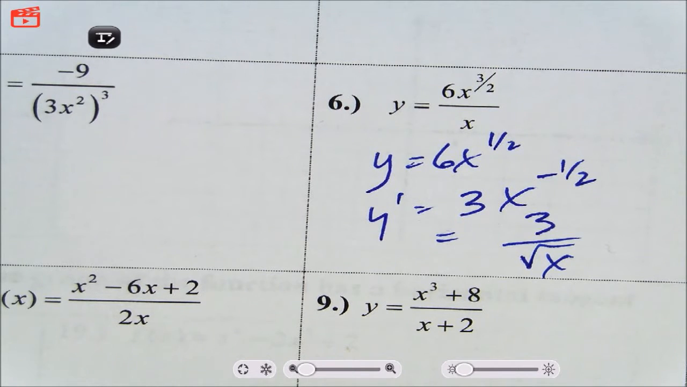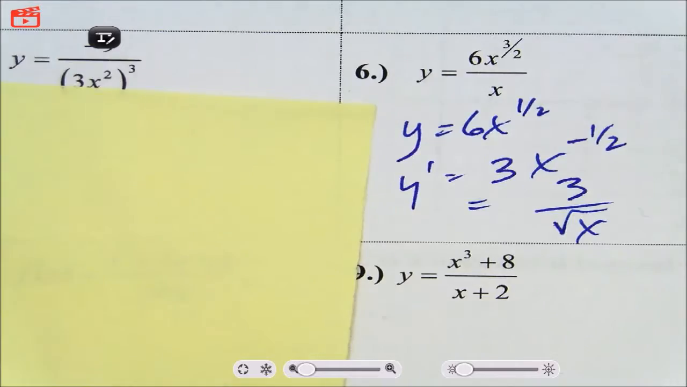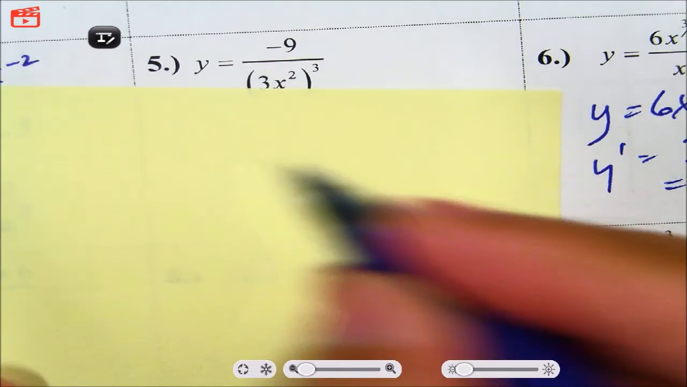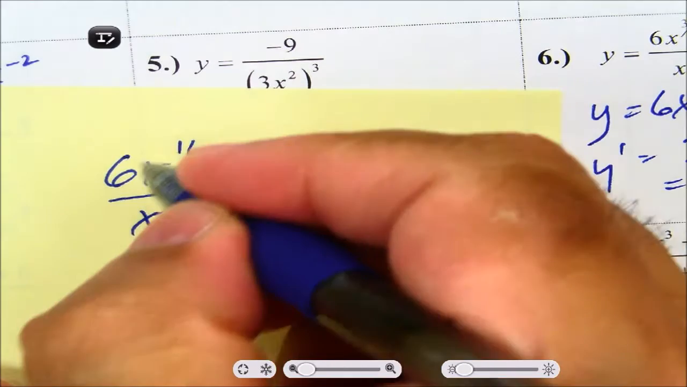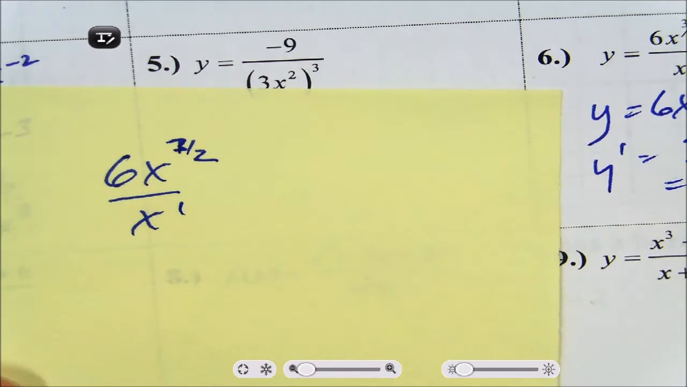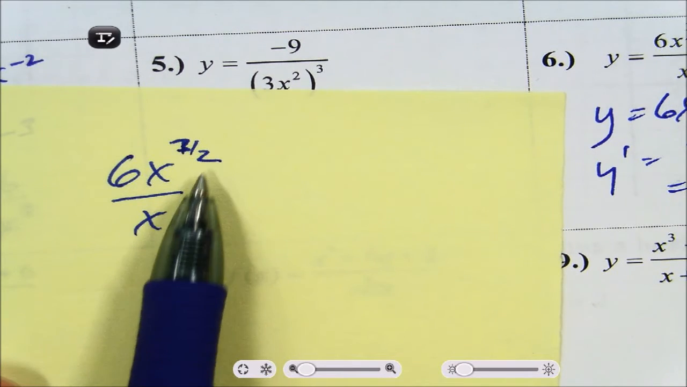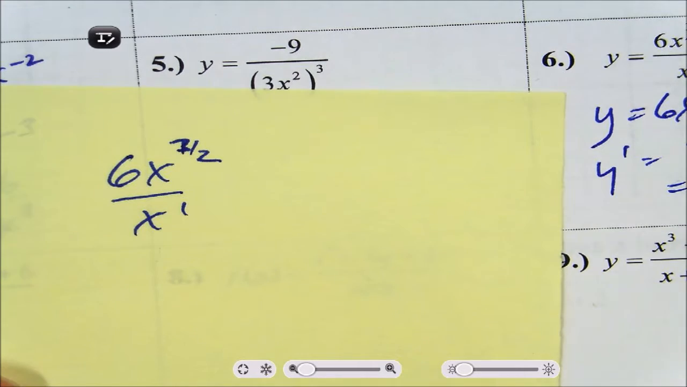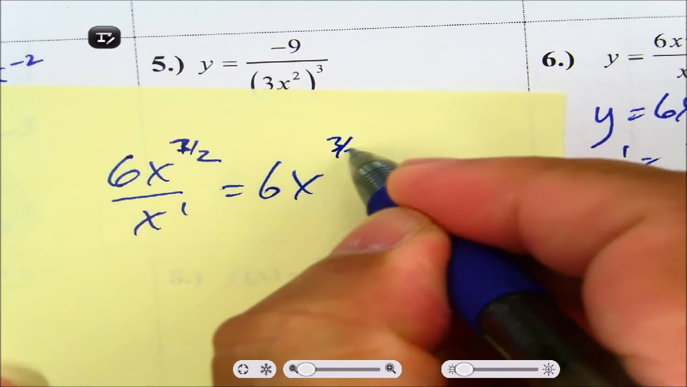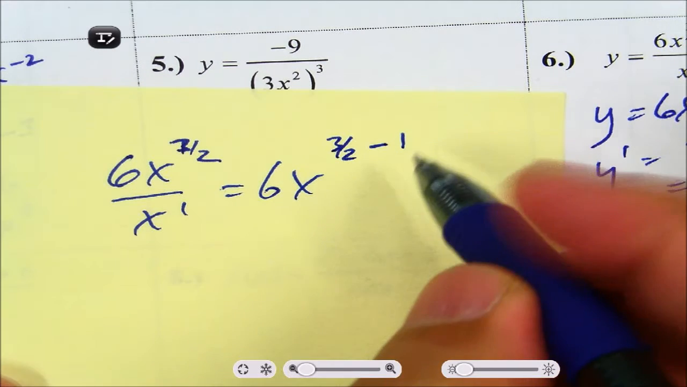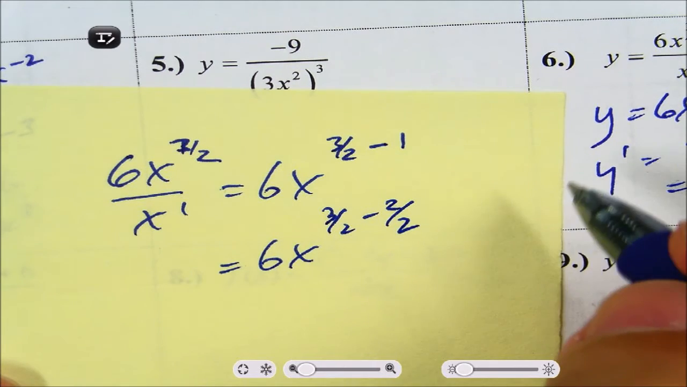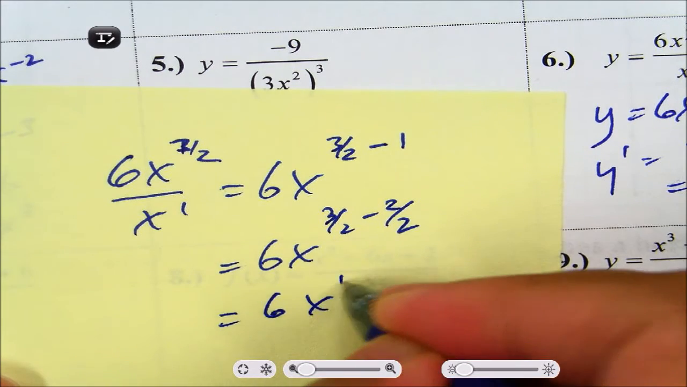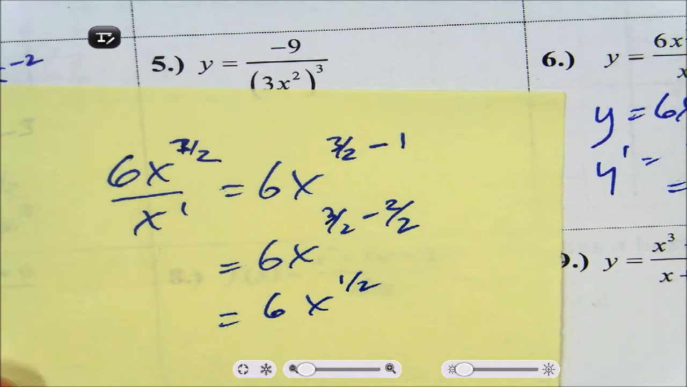So the question is, what did I do with the algebra? That's an algebra step, okay? Let's do that here. The question is, how did I get from 6x to the 3/2 over x into what I got? So remember, whenever you're dealing with bases with exponents and you're dividing, you subtract the exponents. So this becomes 6x to the 3/2 minus 1. And 3/2 minus 1, well, let's find the common denominator. 1 is 2 over 2. So 3 minus 2 is 1. So it's 1/2. That's how I got it.